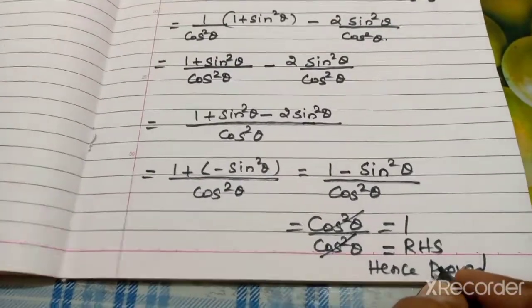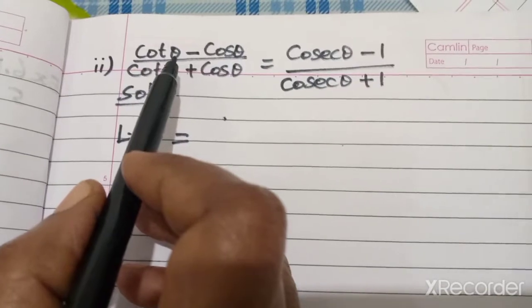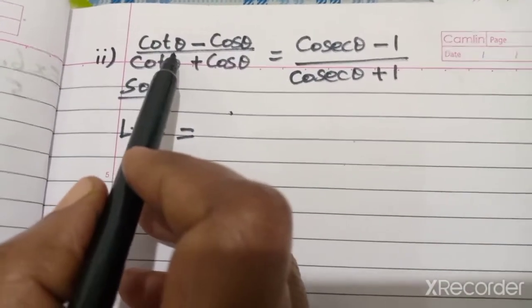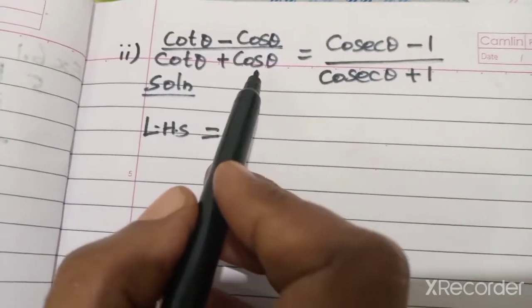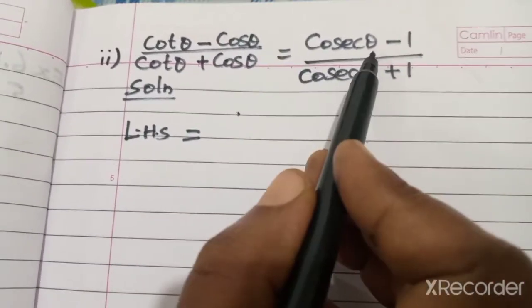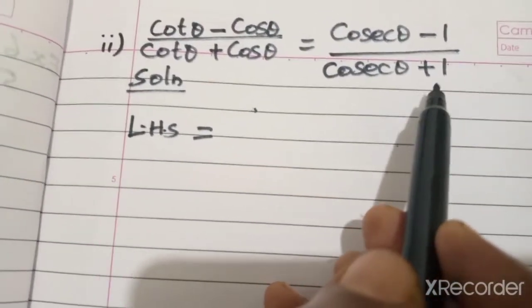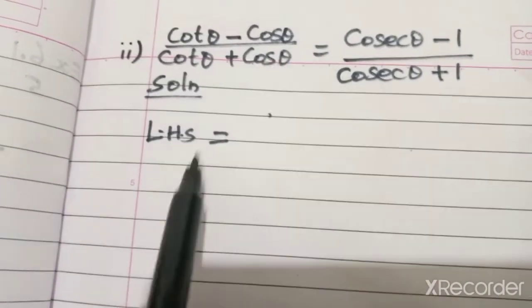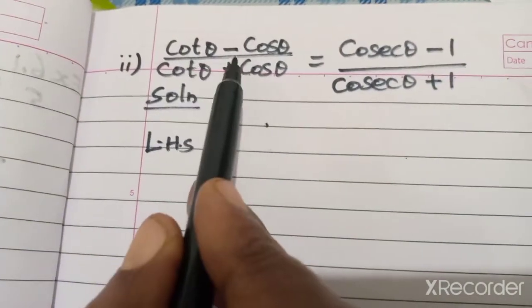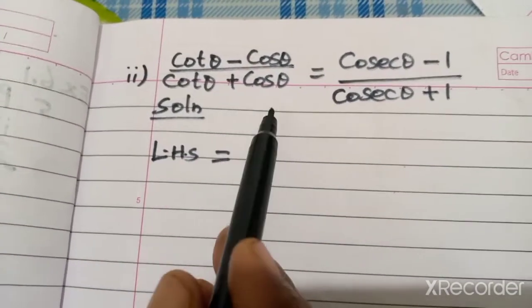Understood, students? Next, let's do question number 5, second subdivision. Cot theta minus cos theta by cot theta plus cos theta equal to cosecant theta minus 1 by cosecant theta plus 1. Okay. First of all, let us take the LHS. What is the LHS? Cot theta minus cos theta by cot theta plus cos theta.